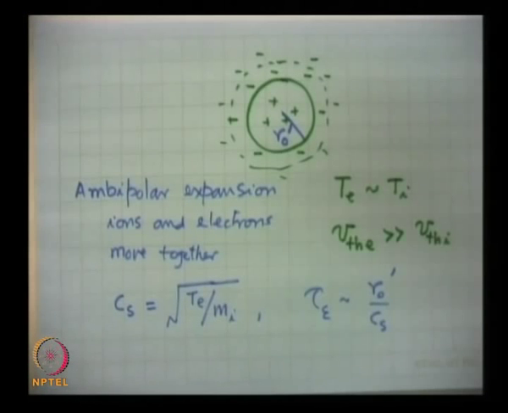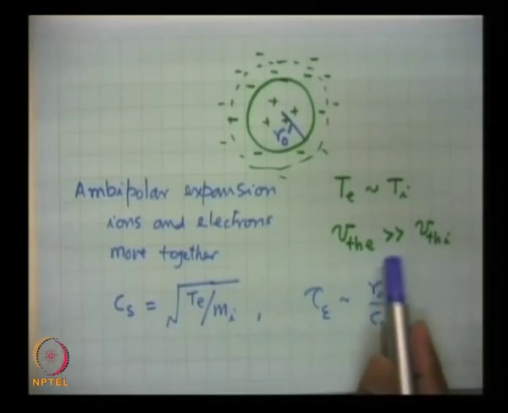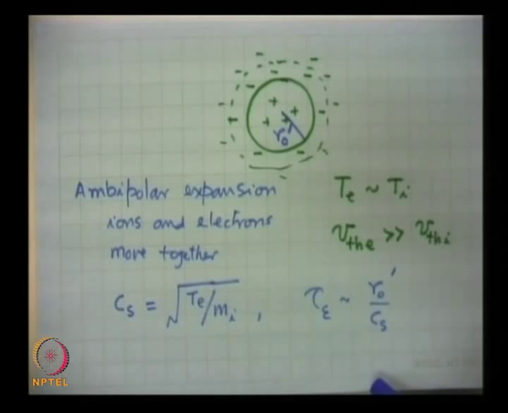Please note that the original radius of the pellet that we considered was around a centimeter. This compressed radius will be only a few millimeter. Sound velocity, if you calculate at a temperature of about few keV, will be of the order of few times 10 to the 7 centimeter, or maybe close to 10 to the 8 centimeter per second. So, this is typically of the order of a nanosecond.